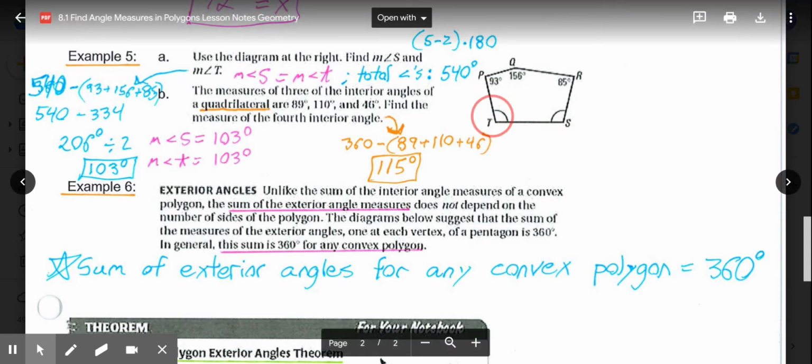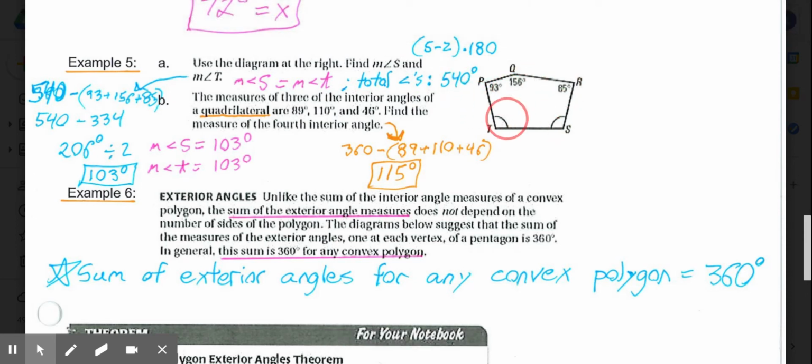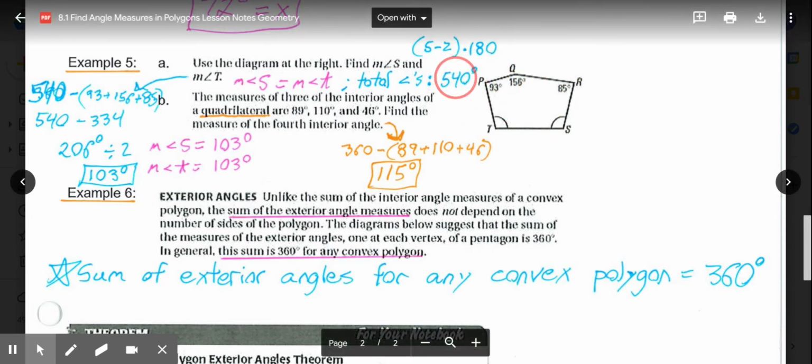I know in this case I have a pentagon, 5-sided figure. So my total angle measure, 5 minus 2 times 180, is 540 degrees. So I know all the angles in this pentagon have to add up to 540. So if I would do 540 minus the 3 angles I already know, so 540 minus 334, that gives us 206 degrees. But to answer for angle T and S, that's 2 angles left. So I need to take the 206, divide it by 2, and angle S is 103 degrees. Angle T is 103 degrees.